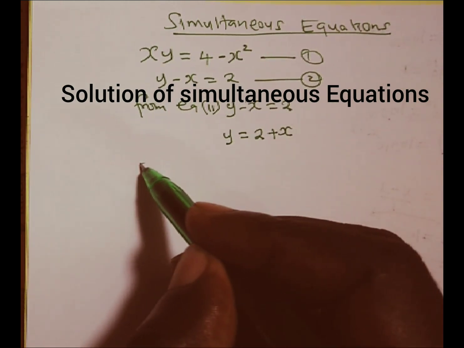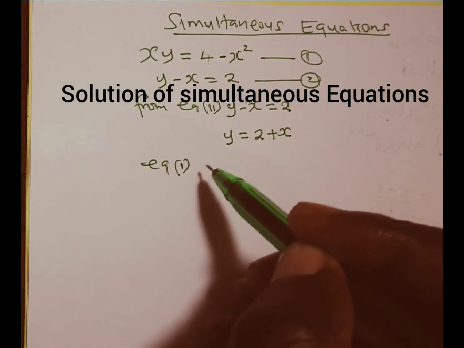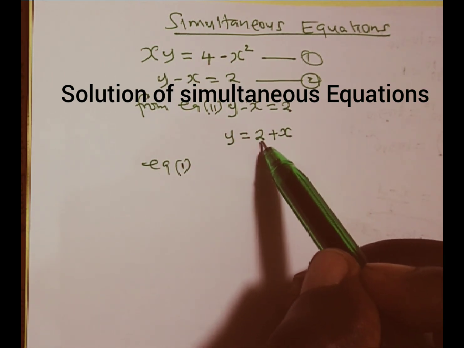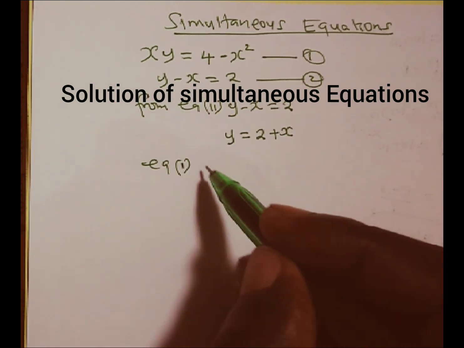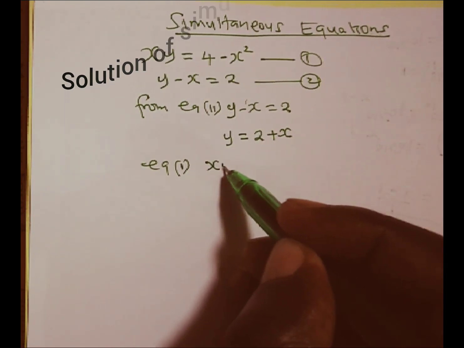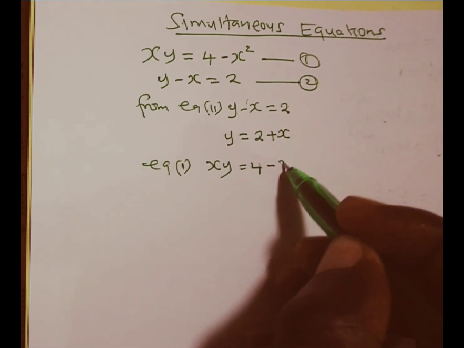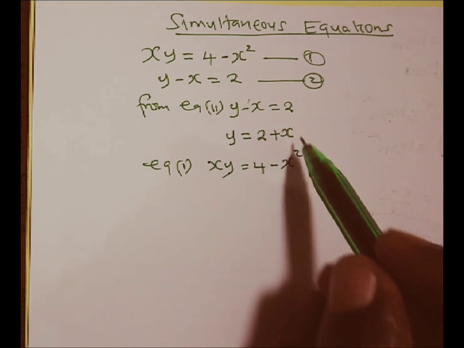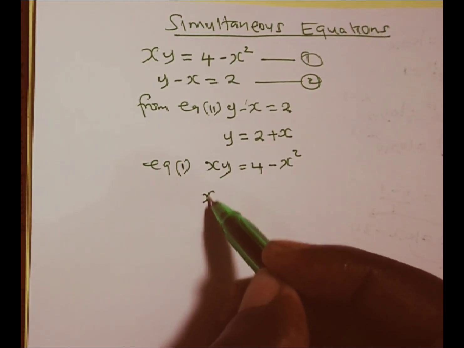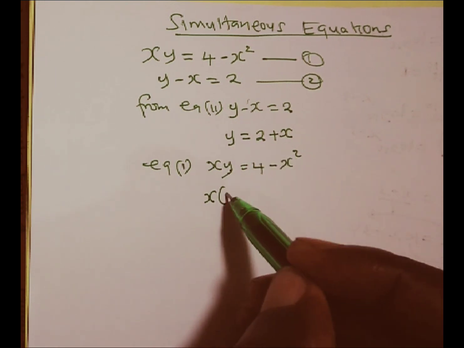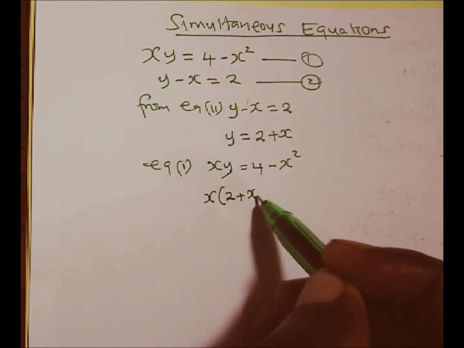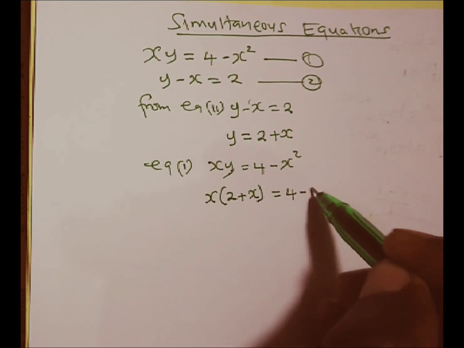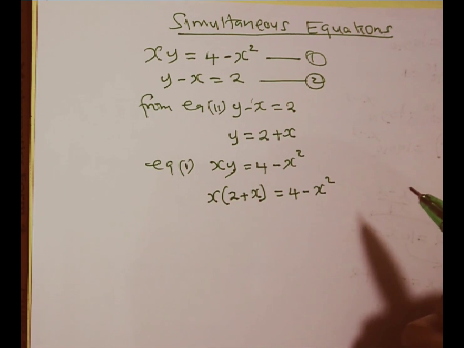Having done that, now we go to equation 1 and substitute the value of y with 2 plus x. In equation 1, where we have xy is equal to 4 minus x squared, we already know that y is equivalent to 2 plus x, and therefore we are going to have x multiplied by 2 plus x, and this one is going to be equal to 4 minus x squared.